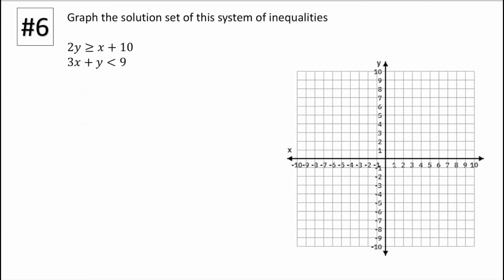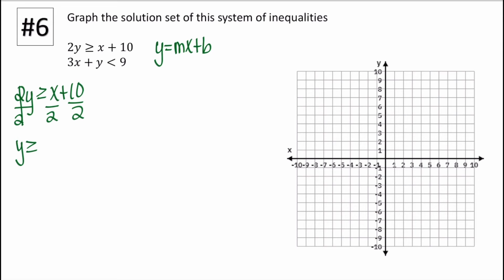So now let's graph the solution set to the system of inequalities. Remember, I want them to be in y equals mx plus b form so that I can graph them. So when I have 2y is greater than or equal to x plus 10, I'm going to start off by dividing everything by 2. So when I do that, I get y is greater than or equal to 1/2 x plus 5. So 1/2 is the value of m, and 5 is the value of b.